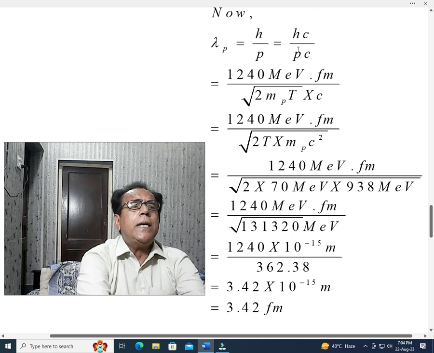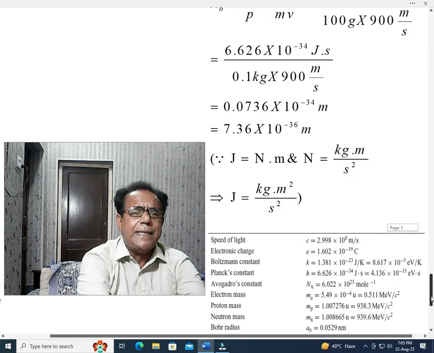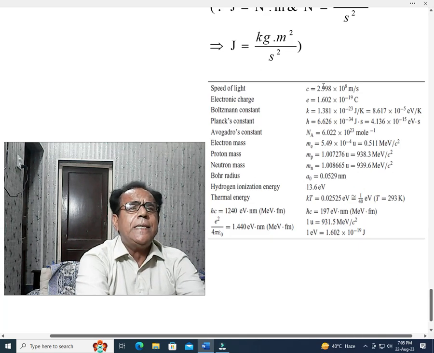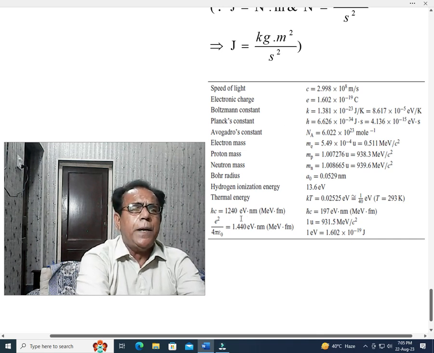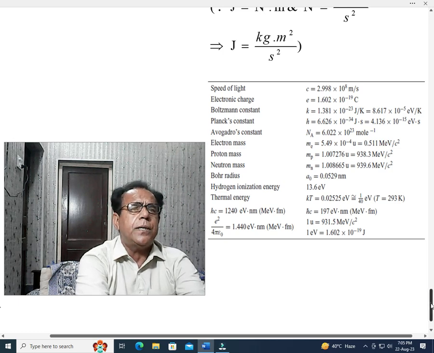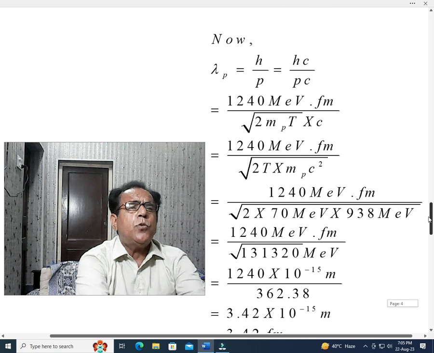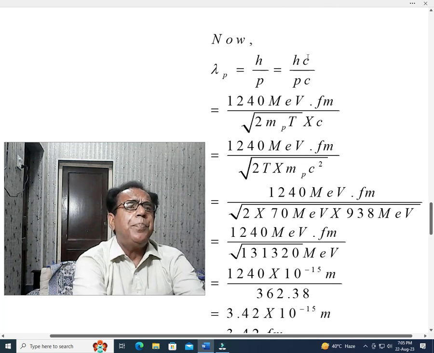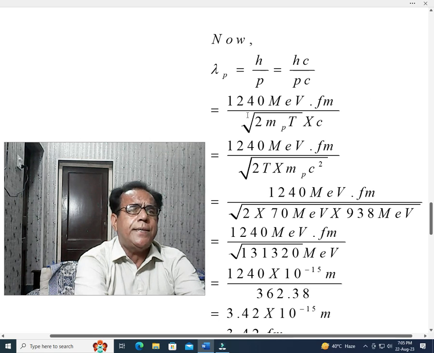Yes students, in the table the combined value of hc, that is Planck's constant h multiplied by the speed of light c, is given. These values are given separately as well as combined in this table. Here c is given, here h is given, and here hc is given, not only in terms of electron volt nanometer, but also in terms of million electron volt femtometer. So here, in place of hc we have used its value from that table which has been shown at the end of this problem.